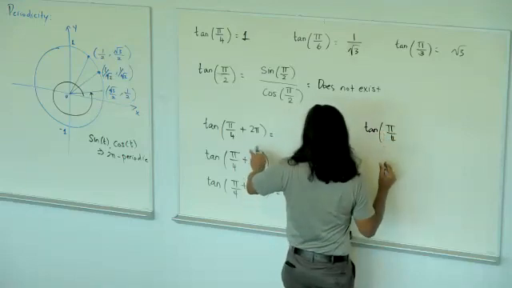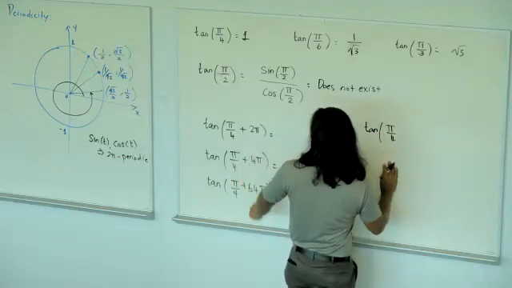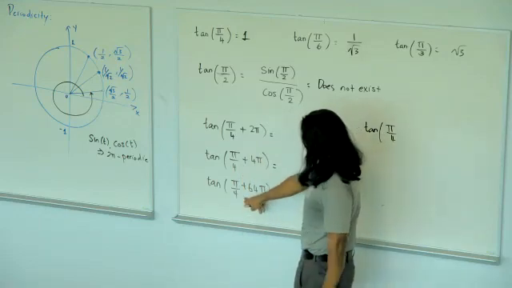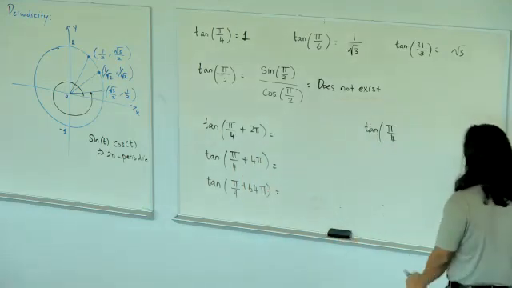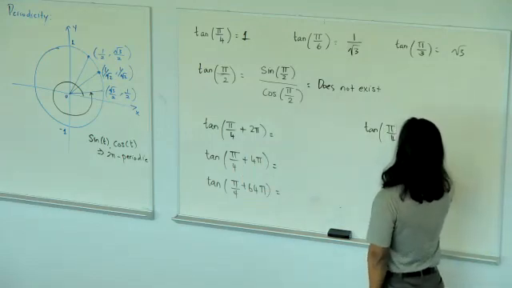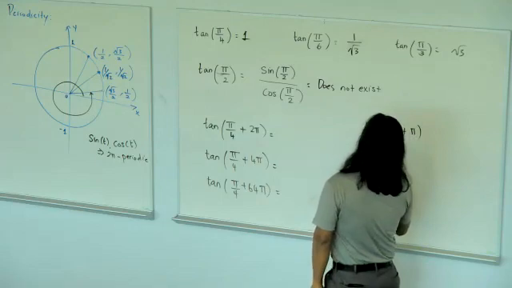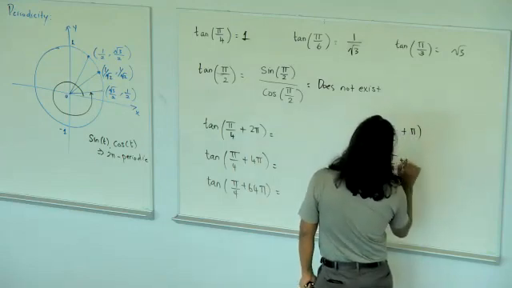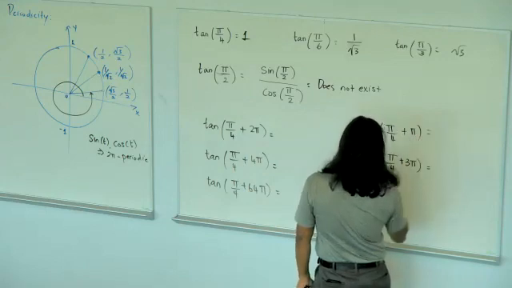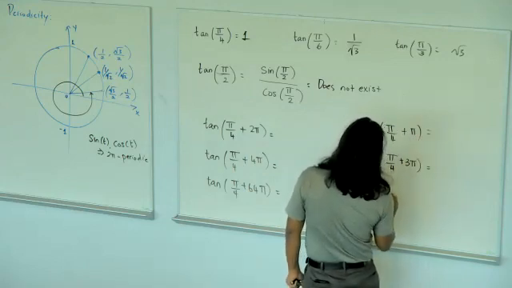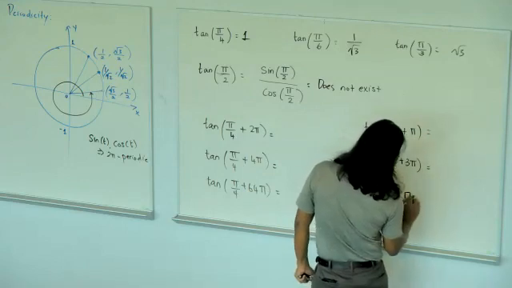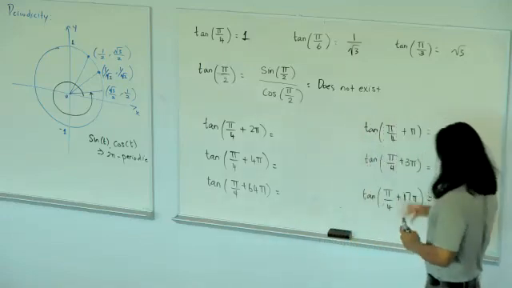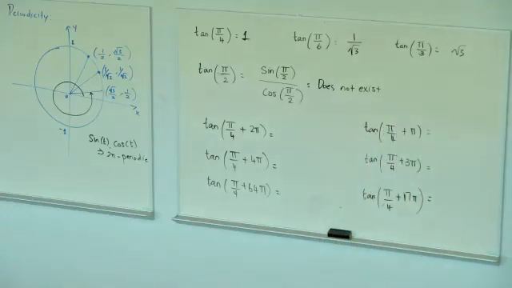So tangent pi over 4 plus 2 pi, tangent pi over 4 plus 4 pi, tangent pi over 4 plus 64 pi, tangent pi over 4 plus 3 pi, tangent pi over 4 plus 17 pi, and tell me what you get.